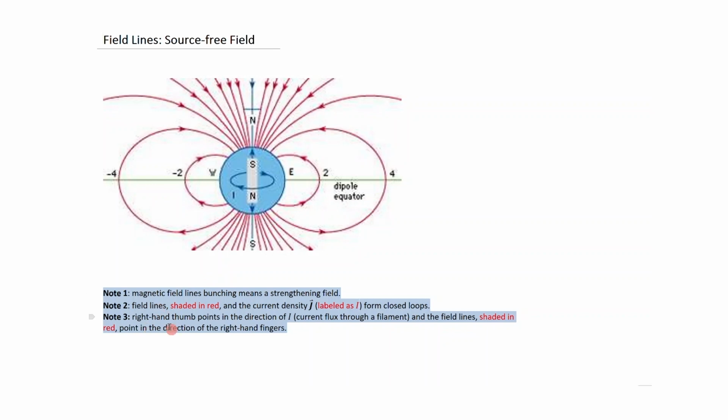And thirdly, the right-hand thumb points in the direction of I, the current flux through a filament, and the field lines, if this is taken as a current filament, and the field lines shaded in red point in the direction of the right-hand fingers. So if you were to take your thumb and point it in this direction, then your fingers would be pointing downwards through here. So that means the field lines come through the center, out the other side, and eventually come back, forming a closed loop. So that's a very quick way of assessing the relationship between the direction of the current flux density and the direction of the field lines.